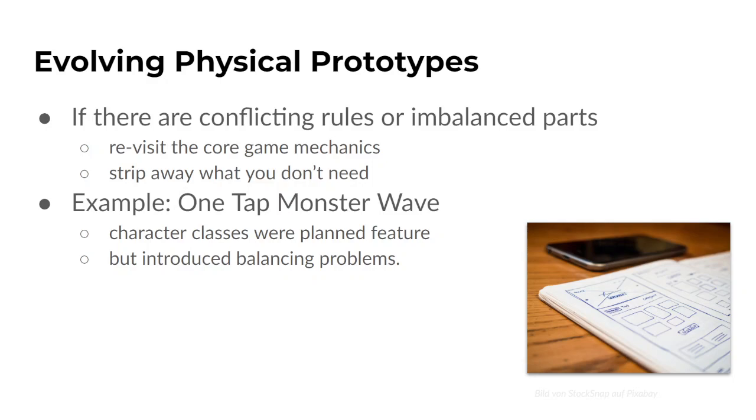With One-Tap Monster Wave, we had the problem that we had so many features and we threw them away 90%, like multiple classes. There would be a mage, there would be somebody who throws fireballs and arrows and monsters that come towards you, stuff like that. But that all introduced balancing problems. It was not extremely robust in terms of combat.